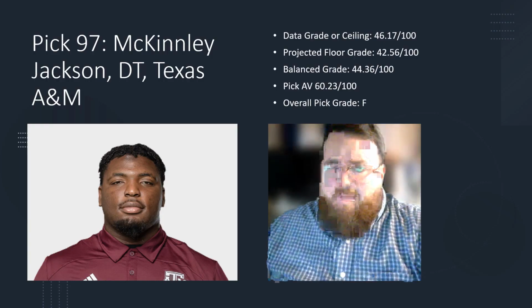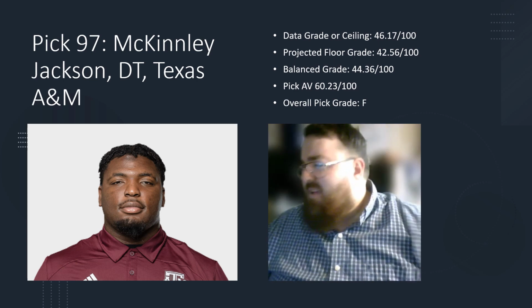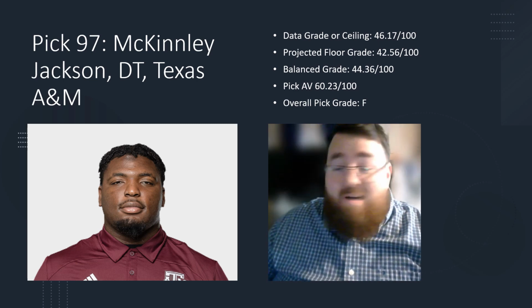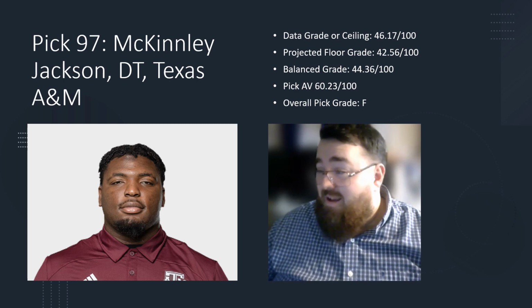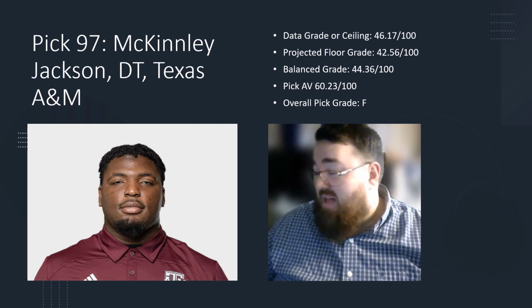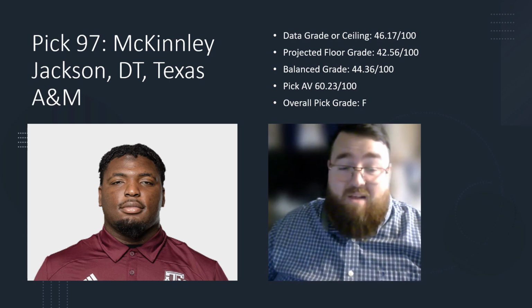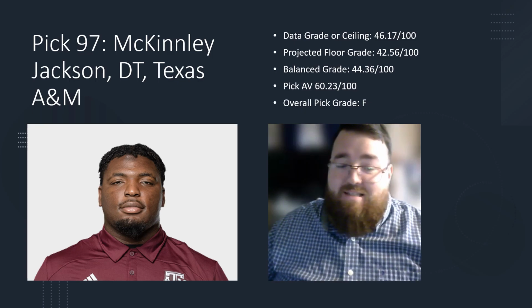All right. Now, we get to pick 97. McKinley Jackson, defensive tackle out of Texas A&M. 46 percentile in terms of his data grade, 42 percentile in terms of his floor, 44.36 in terms of his balance grade, and most picks taken here are 60.23 out of 100. That's not a good selection to make.